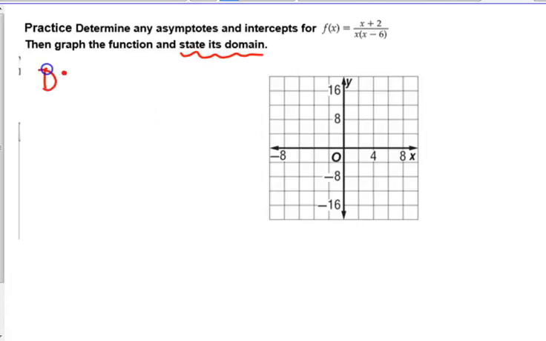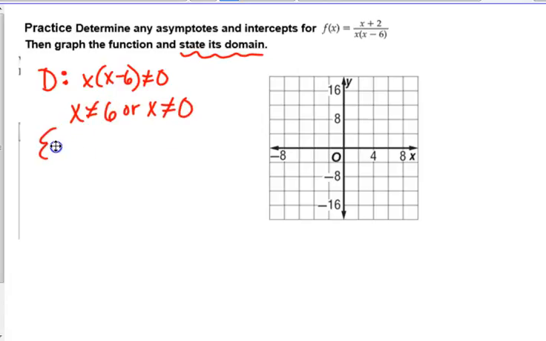So what are the restrictions on the domain? X and x minus 6 cannot equal 0. So x cannot equal 6 or 0. If we had to write this in interval notation, we'd have a big mess. Okay, you don't have to write an interval notation. There'd be u's in here, and okay.